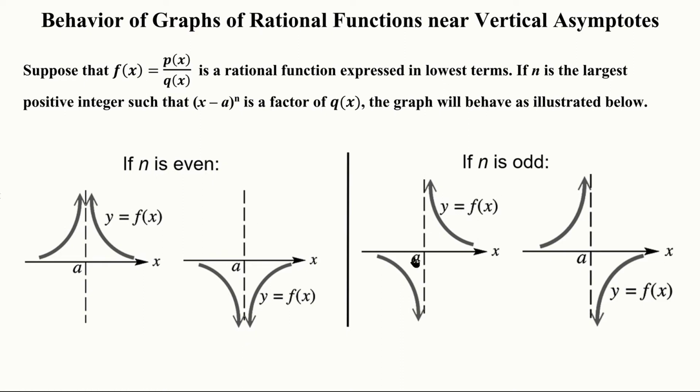Now, if n is odd, one end will point toward negative infinity, and the other end will point toward positive infinity. This is the positive coefficient case, and this is the reflected negative coefficient case. In this case, the left end will point toward infinity, and the right end will point toward negative infinity.